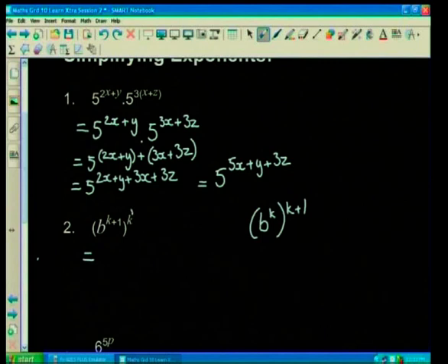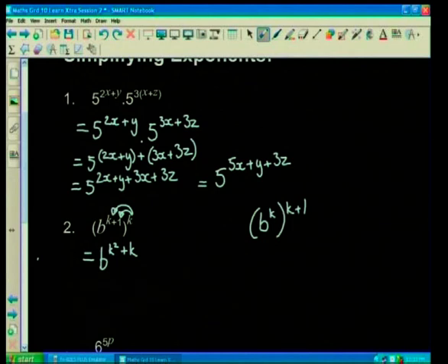We're going to multiply the k on the outside of the brackets with all of the exponents on the inside of the brackets, giving us b to the power of k squared plus k. Yes, it's possible to have a k squared in our exponent. It's not something we do often, but it's good to know for skills-wise.